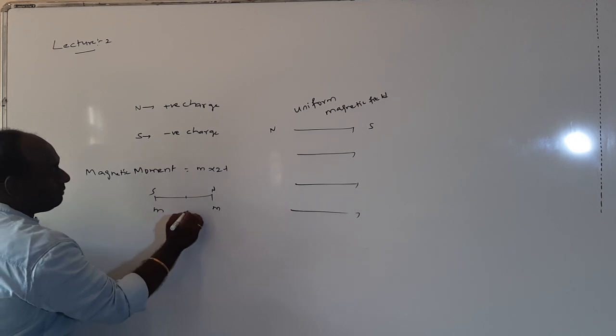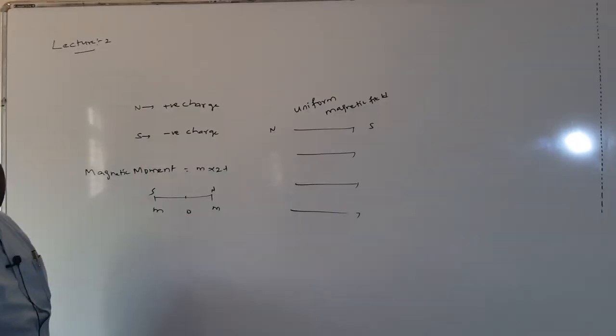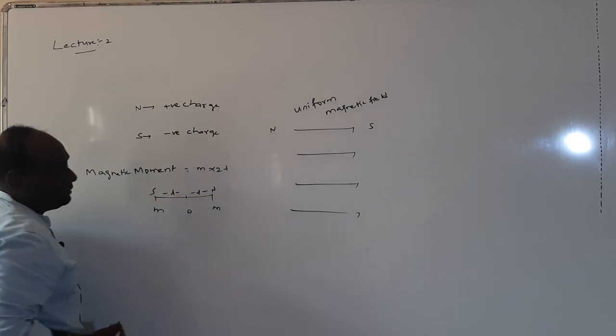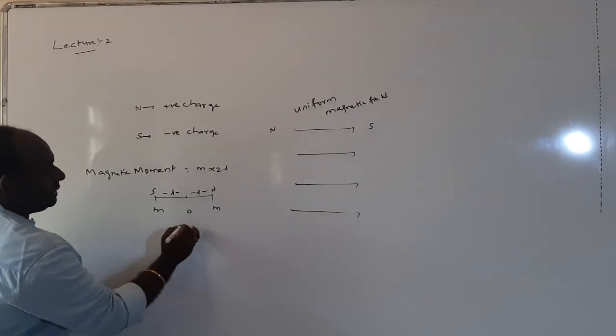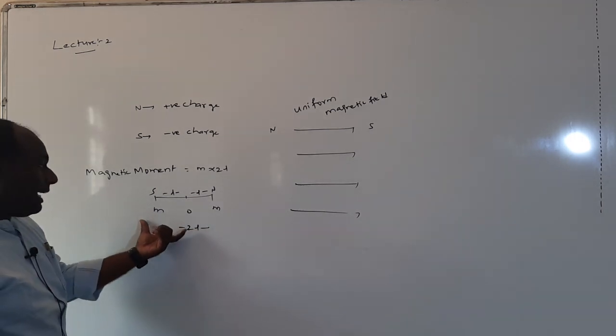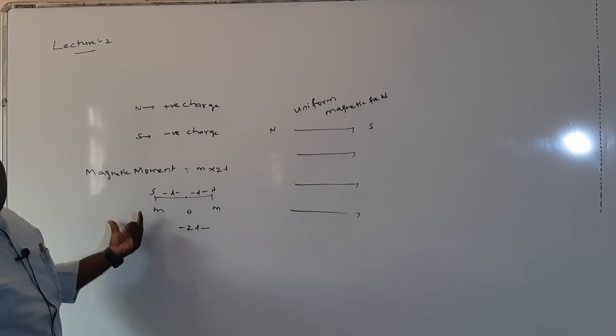In the case of a dipole, all distances are measured from the center. So from the center, the north pole is at a distance of L. From the center, the south pole is at a distance of L. Then the distance between the two poles is 2L. So the direction of the dipole is from south pole to north pole.